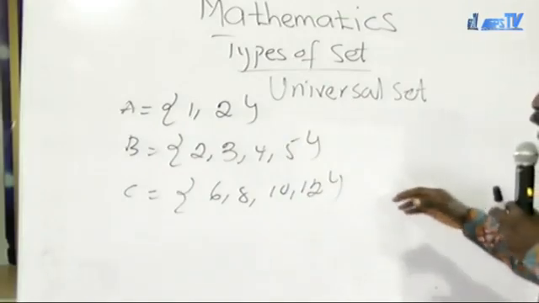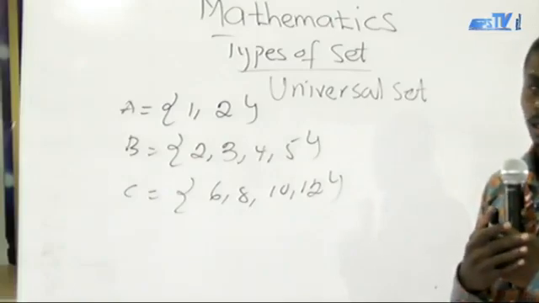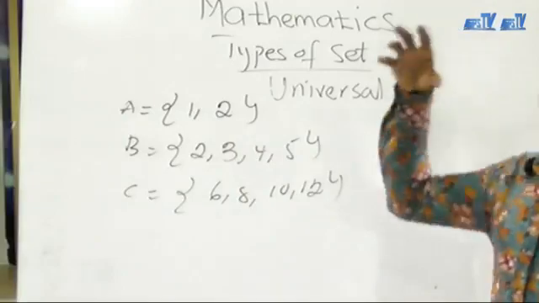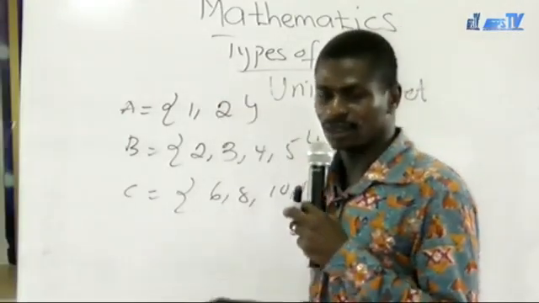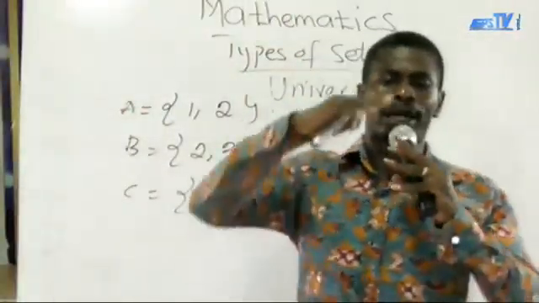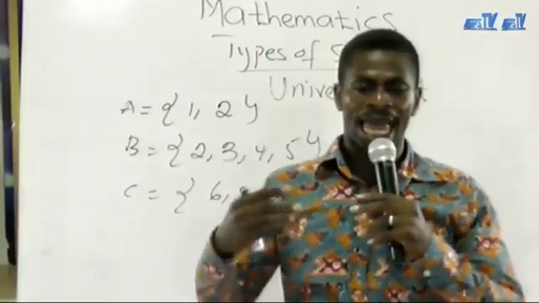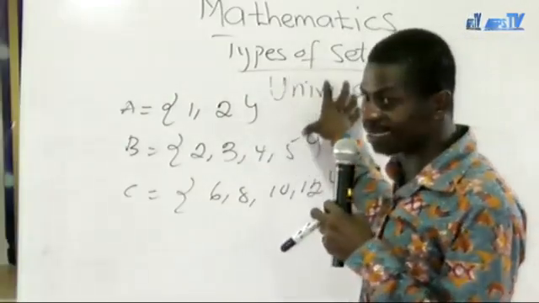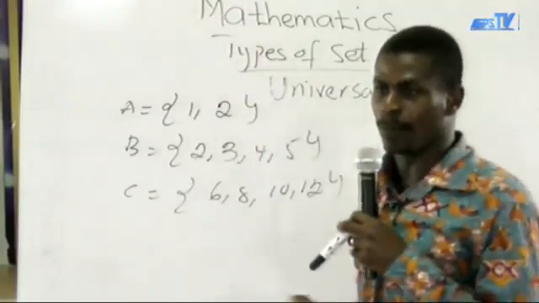When I put all these three sets together, or when I consider all these three sets, then we are talking about a universal set. So the universal set is the mother set. It is through which all other sets are born. So every set is born from the universal set, because every set we are putting them together.